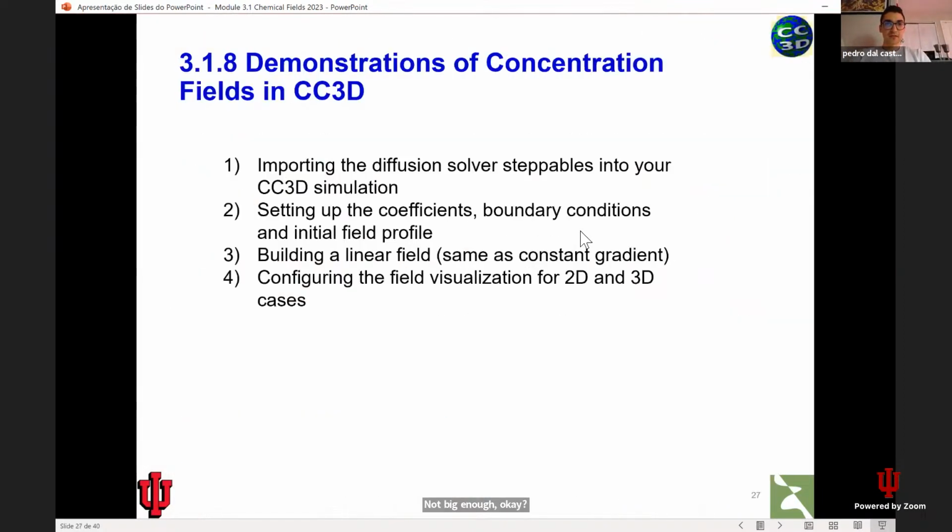Okay. Now I will demonstrate how to use the fields in CC3D. This is not a hands-on exercise, so you will watch me doing it, okay? How are we on time, Steph?